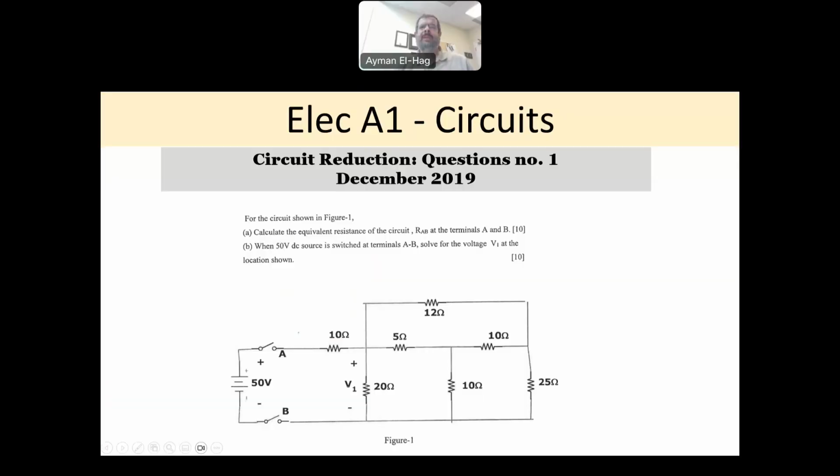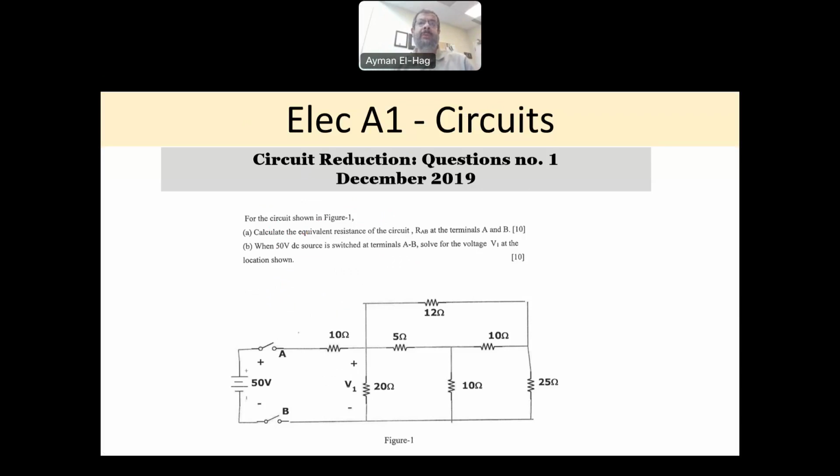Everyone, and welcome to this new course, which is Electrical A1 Circuits. This course is required to pass the professional engineering requirement at Canada. So the circuit exam basically will usually have 6 questions covering 6 different topics.